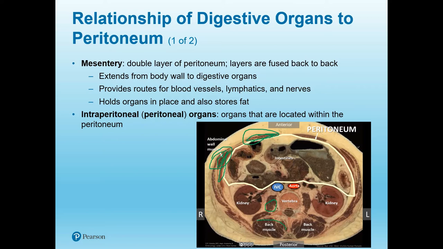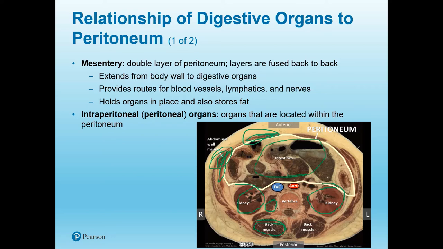We have the erector spinae, or erector spinae, however you want to call it. All right. Tiny muscles back in here, the multifidus, the paraspinal muscles, things like that. So here we can see our kidneys. Okay. Our kidneys are right here. Basically our intestines are in this region here.